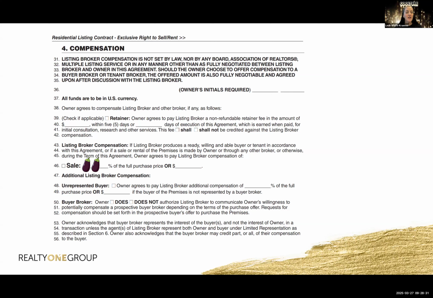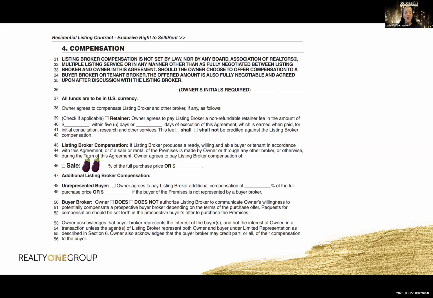Buyer broker, owner does or does not. This is what Leah was referencing: authorize listing broker to communicate owner's willingness to potentially compensate a prospective buyer broker depending on the terms of the purchase offer. Requests for compensation should be set forth in the prospective buyer's offer to purchase the premises. So really, we just want to know, Mr. and Mrs. Seller, are you willing to entertain paying compensation to a buyer broker?